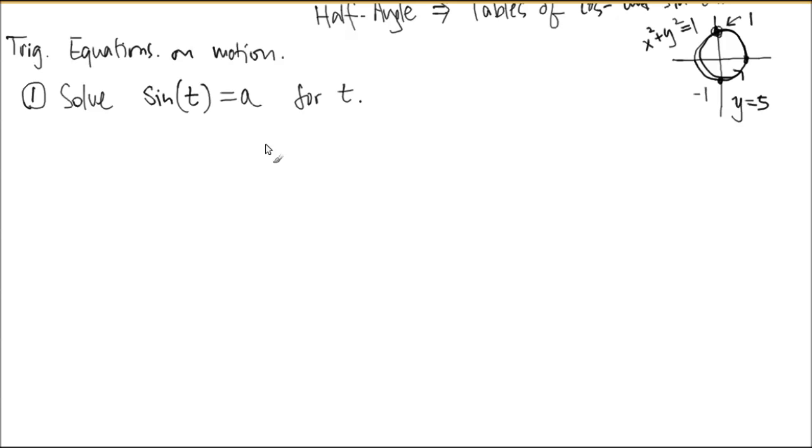So how are we going to solve it? Most of the time you're going to use a calculator unless this is a very special value. Anybody remember a special value? Who remembers a special value? 1 or 0 is a very special value.